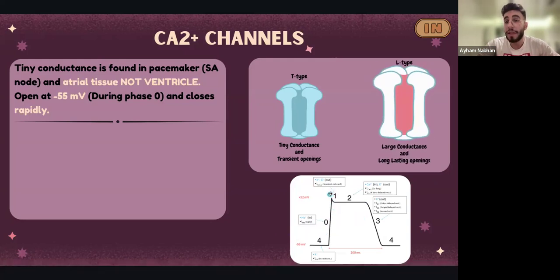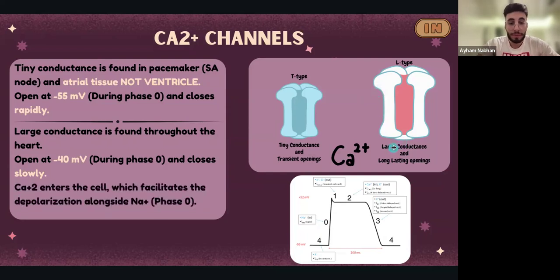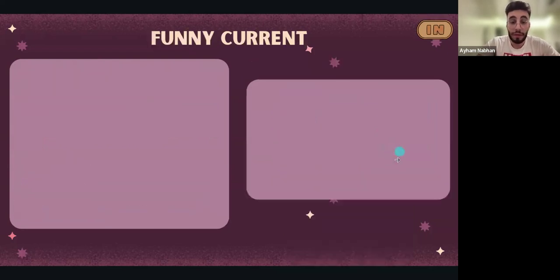At -40, the L-type, or large conductance long-lasting calcium channels, open, like over here in the middle of the upstroke. They open, leading to this upstroke of the action potential. And that's it. The L-type channels are found throughout the heart. So they are found in the SA node, atrial tissues, ventricular cells, Purkinje fibers, and so on. That's it. Now we're going to go to the last two channels.